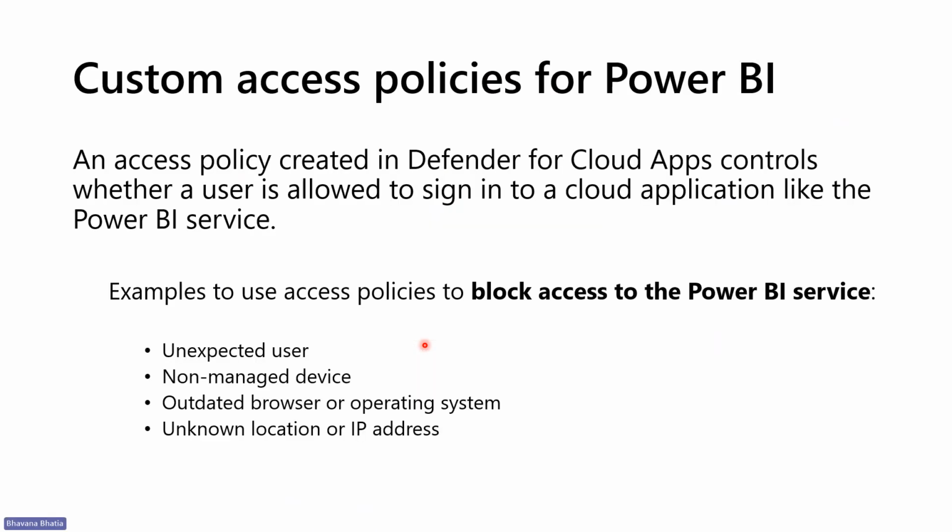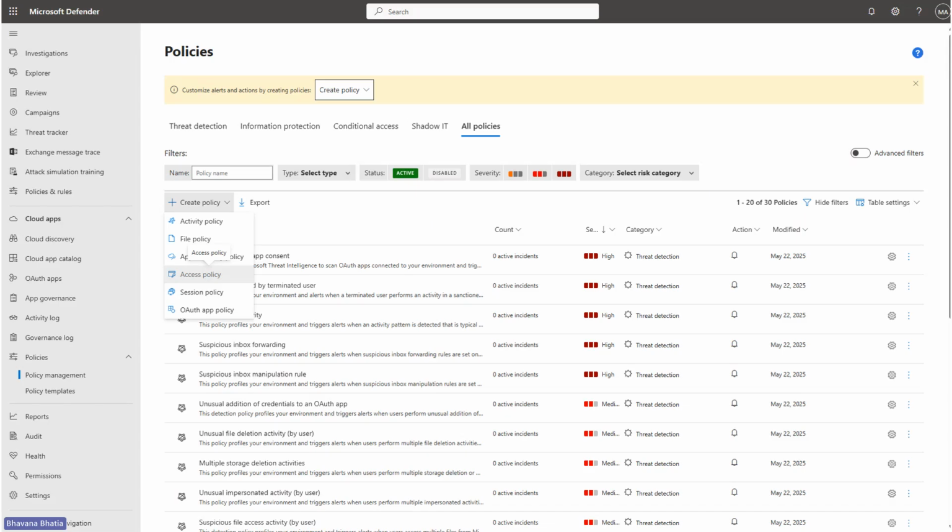You can then create access policies in Defender for Cloud Apps portal that can prevent a user from signing into a cloud application like the Power BI service. You can block access for a user who isn't a member of a specific security group, or you can block users if they're accessing Power BI from an unmanaged device, or if they're accessing Power BI service from outdated browsers or outdated operating systems, or maybe if they're trying to access it from a location where you don't have offices or users, or if they're accessing from unknown IP addresses. There are a lot of options available that you can choose from in order to block access to the Power BI service.